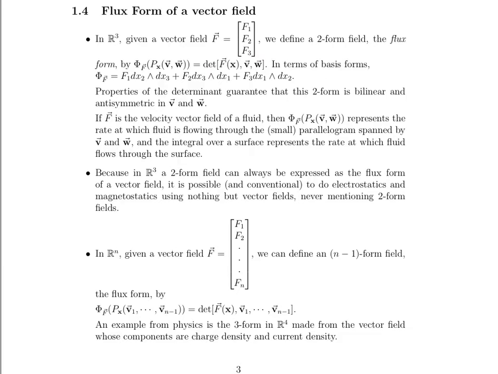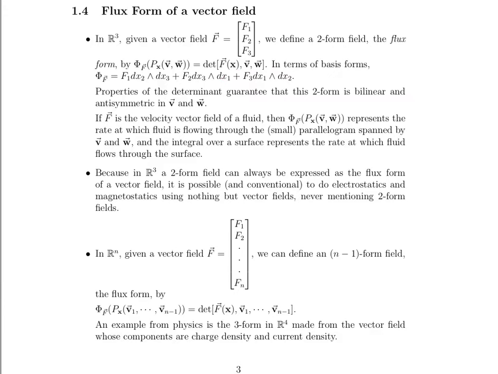In terms of basis forms, this is what this looks like: V1 times dx2 wedge dx3, plus V2 times dx3 wedge dx1, plus V3 times dx1 wedge dx2. Now the properties of the determinant guarantee that this two-form is bilinear and antisymmetric in V and W. And in fact, this flux form is very, very useful.